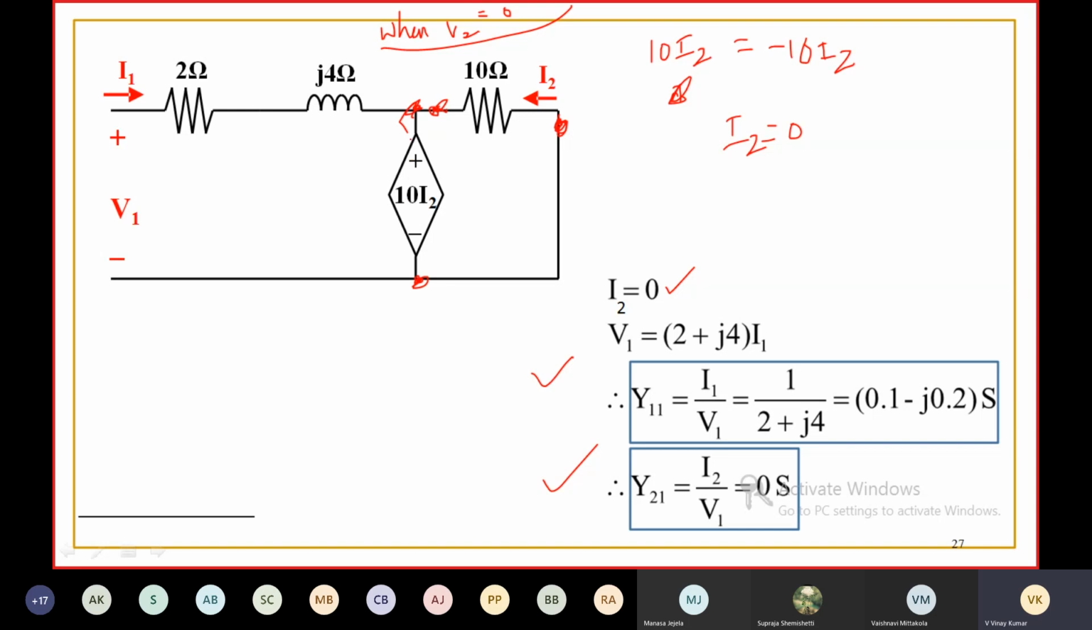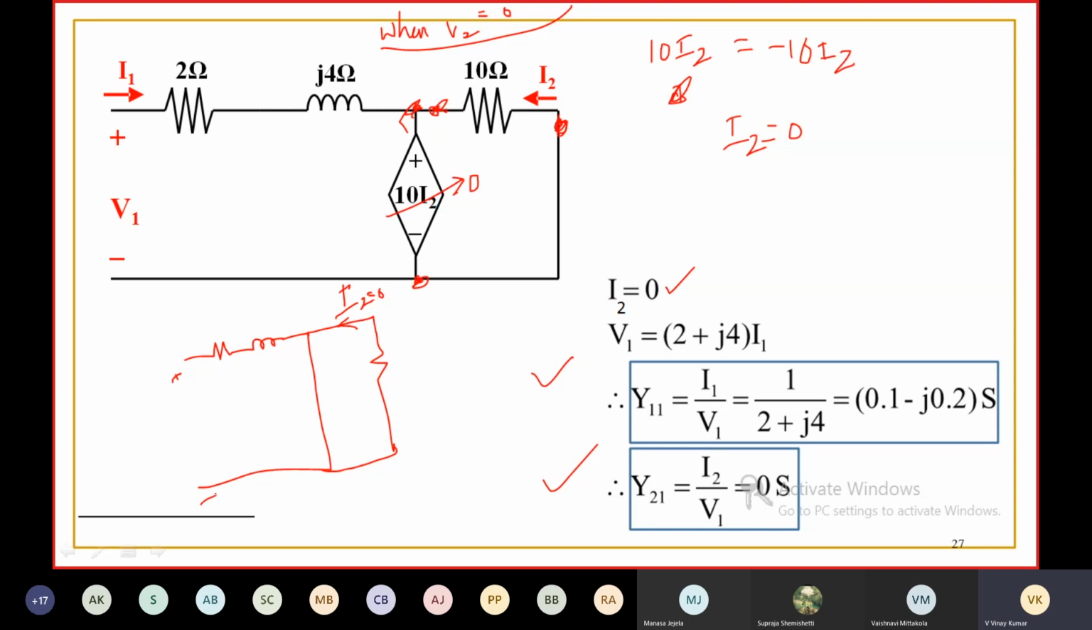If I2 is 0, this is a dependent voltage source, and this becomes 0. Then you are going to have a network like this. Short circuit. To make I2 0 means this will become 0, which means the voltage source is 0 and is replaced by a short circuit. Then you are going to have a circuit like this. The current flowing to this is I2. Anyhow, this will be 0, it is short circuited.